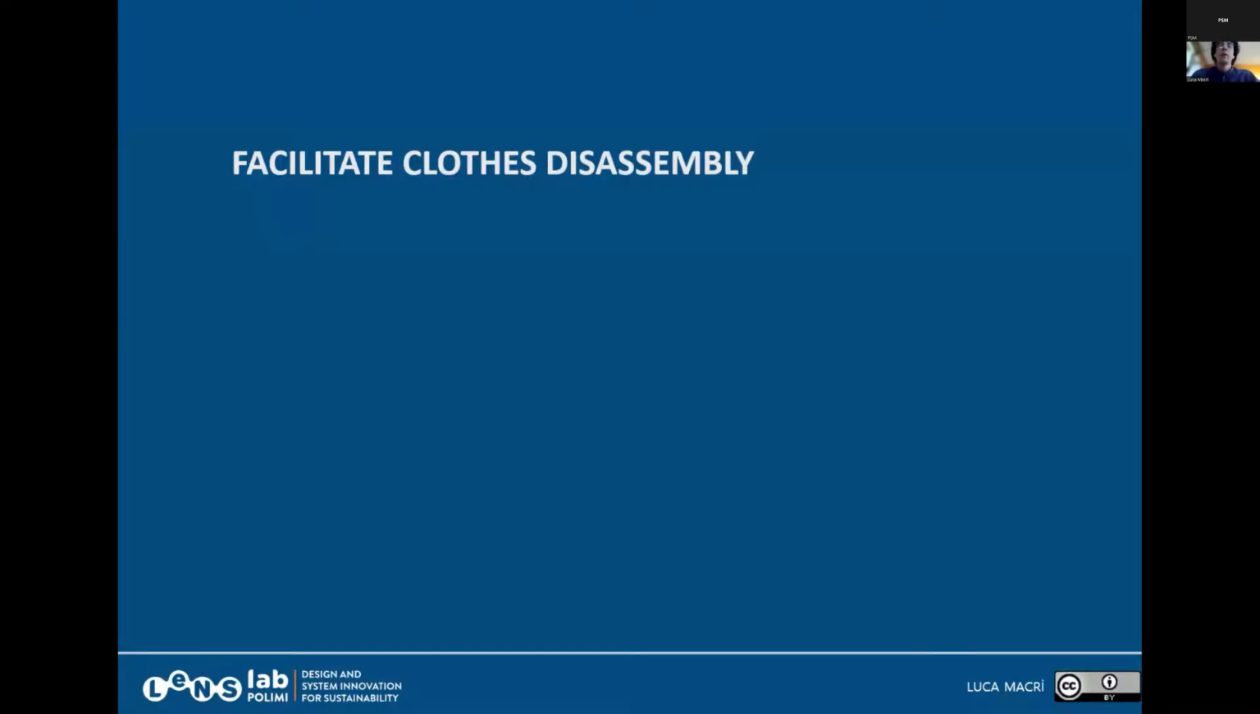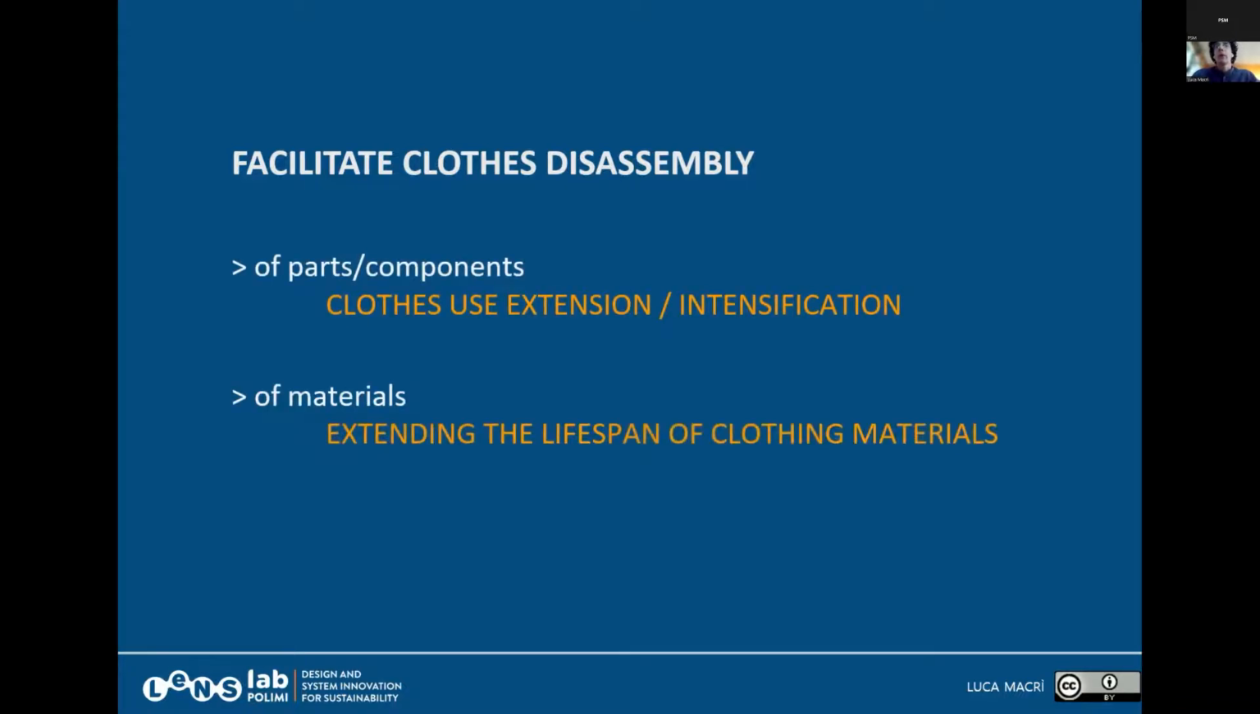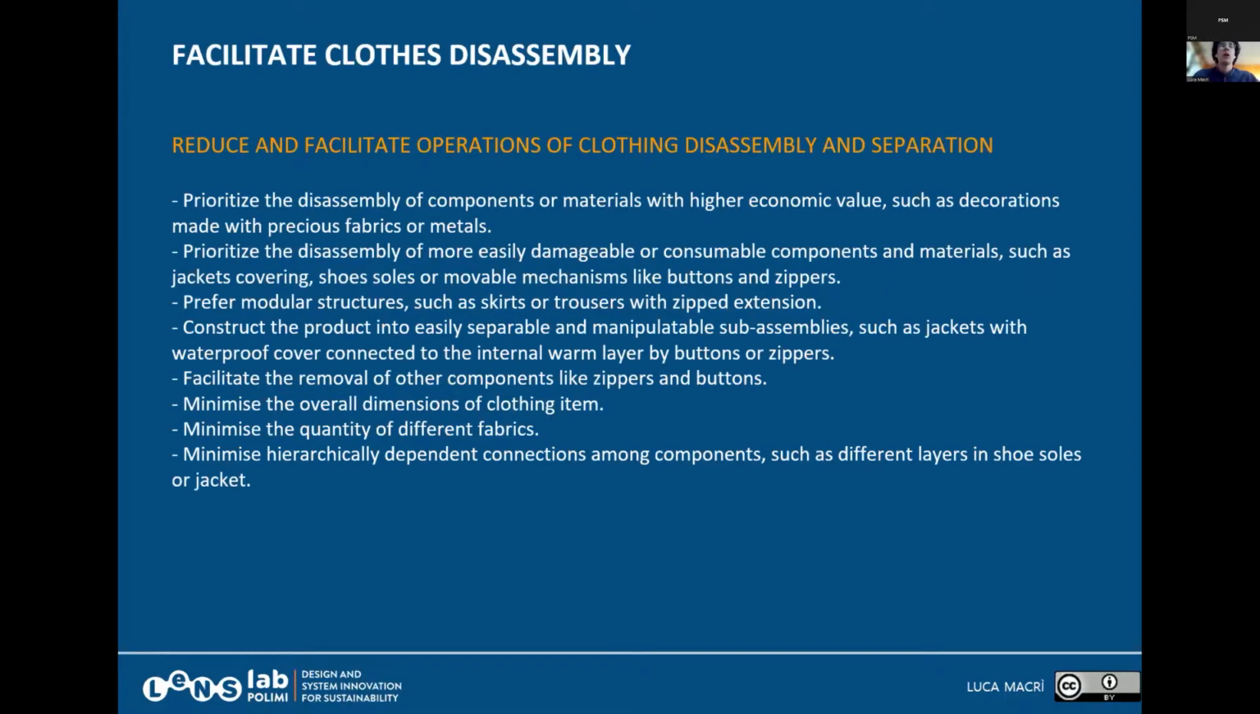Okay, the last one is facilitating the clothes disassembly. So again, we already talked about that. It could be facilitating the use extension or the material lifespan extension. And in terms of guidelines, these are the specific ones. So the first one is you can reduce and facilitate the operation of clothing disassembly. So it's very general, but it could be in terms of prioritization.